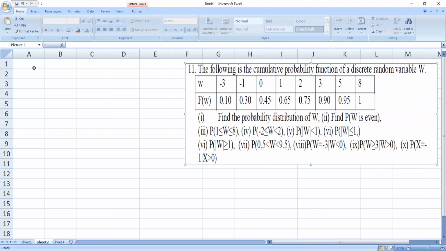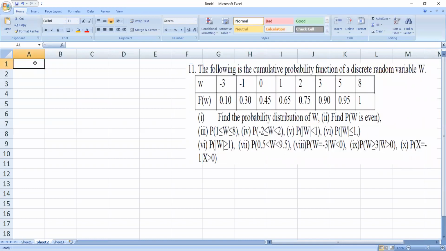Okay, so this is the question. We'll have W values. They have given f of W, and now we have to compute our P of W. Now we had done this problem, I think the same problem with W and F with different values, of course.